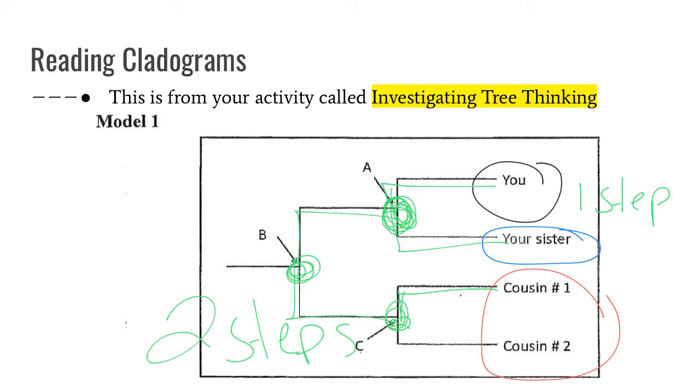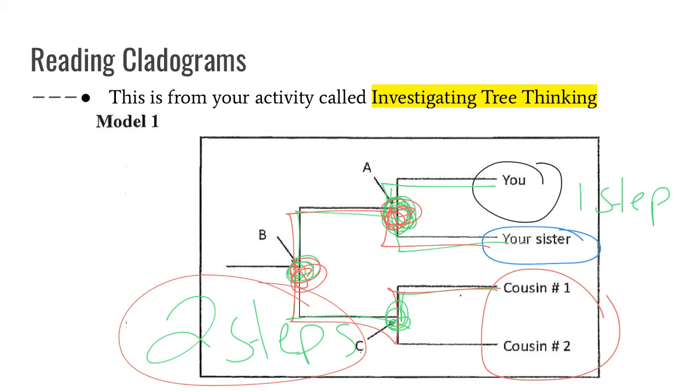So who is more closely related to cousin number 1, you or your sister? Well, if I follow those again, we just followed in green that you are 2 steps away from cousin 1. So let's do the same thing for your sister. We have 1 step, 2 steps to where they are close. You're both 2 steps away, so you and your sister are equally related to cousin number 1.